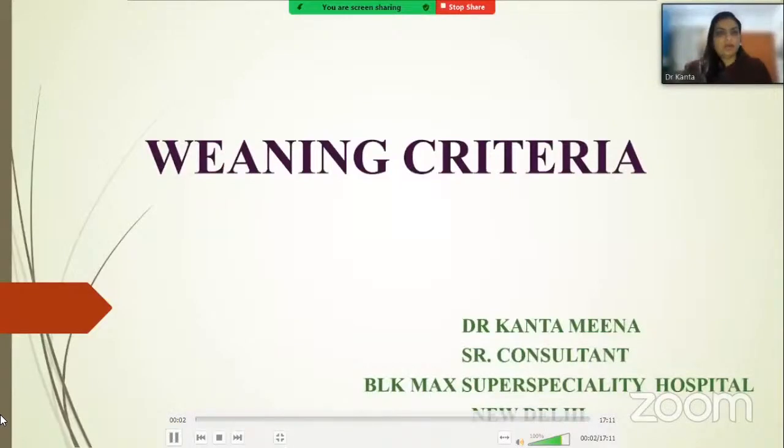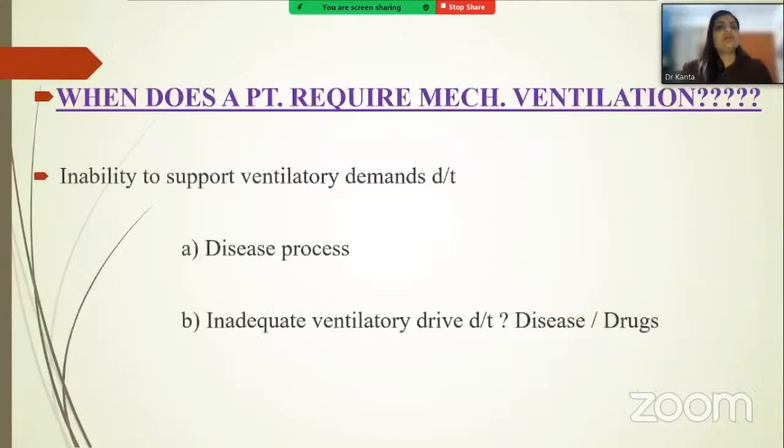Hello everyone, we'll be talking about weaning criteria. A patient requires mechanical ventilation when he is unable to support his ventilatory demands, which can be due to some disease process or due to inadequate ventilatory drive, which can again be due to some disease or some drug.